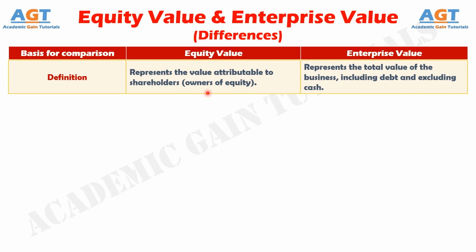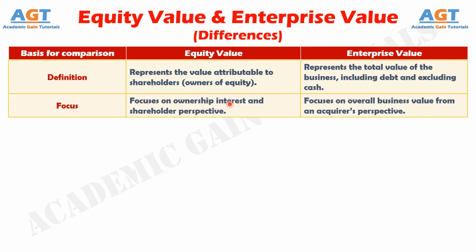Difference number 1. Equity value represents the value attributable to shareholders, whereas enterprise value represents the total value of the business, including debt and excluding cash. Number 2. Equity value focuses on ownership interest from the shareholder's perspective, whereas enterprise value focuses on the overall business value from an acquirer's perspective.